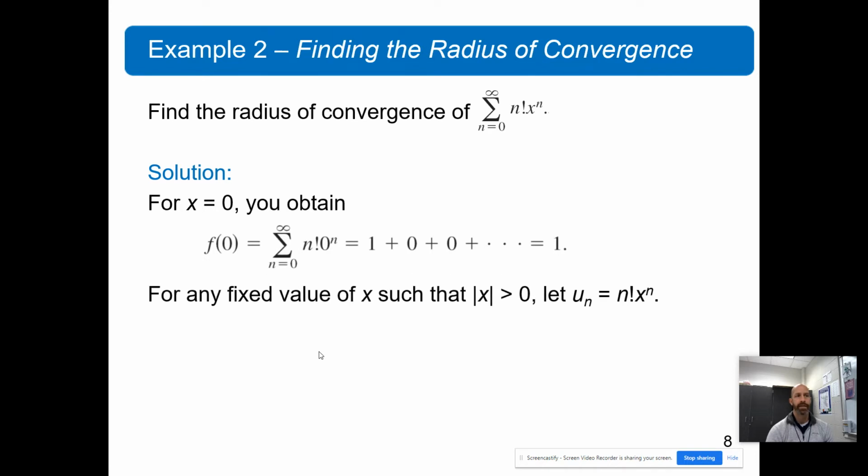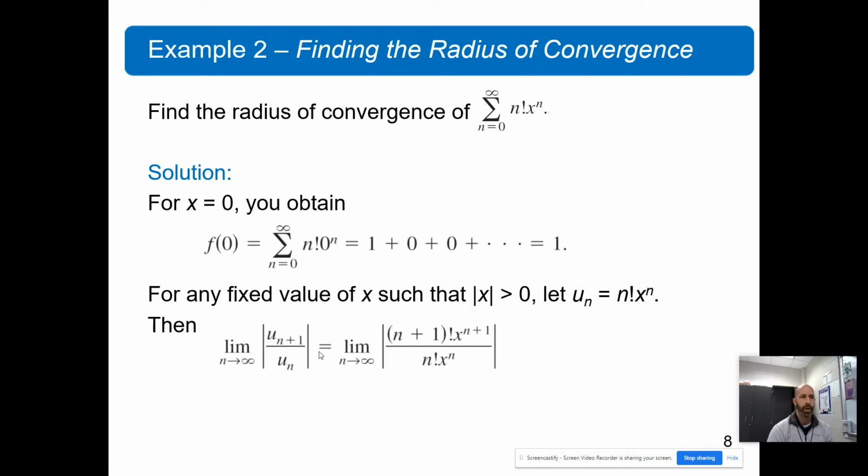For any fixed value of x such that x is greater than 0, we're going to let u of n equal n factorial x to the n. Now we are going to use, hopefully this looks familiar, the limit as n goes to infinity of u sub n plus 1 over u sub n. We're now going to plug in the u sub n plus 1 over the u sub n.